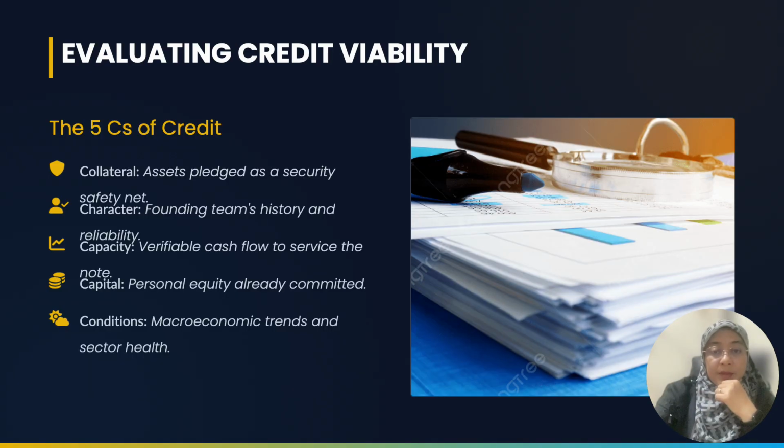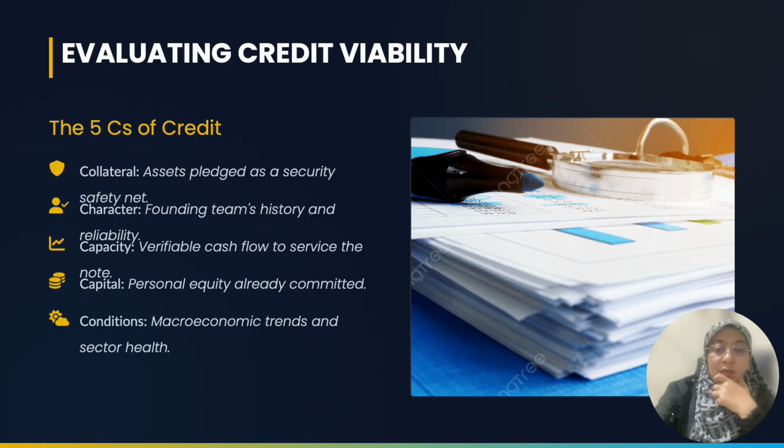Okay, if you choose the debt pathway, you must master how institutions score your viability before they lend you money. Most of the time lenders assess the risk and viability through the 5 C's of credit. The first one is collateral. What does collateral mean? Collateral is the tangible assets you pledge to secure the notes.